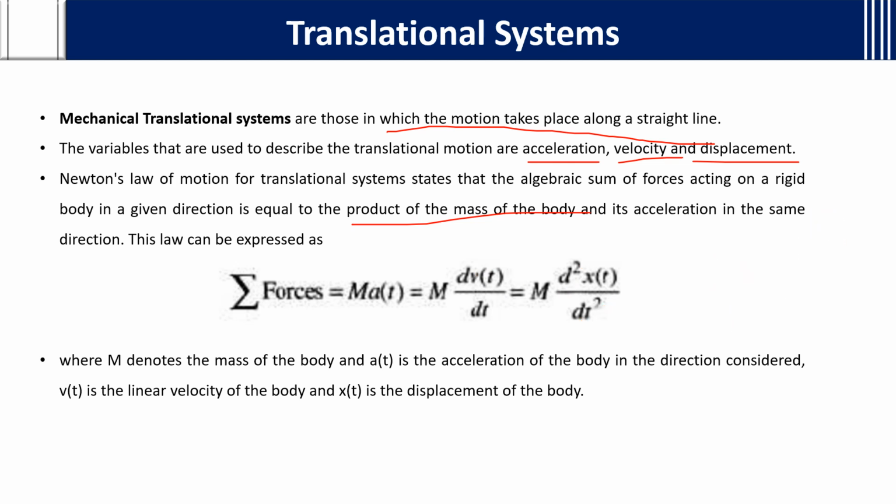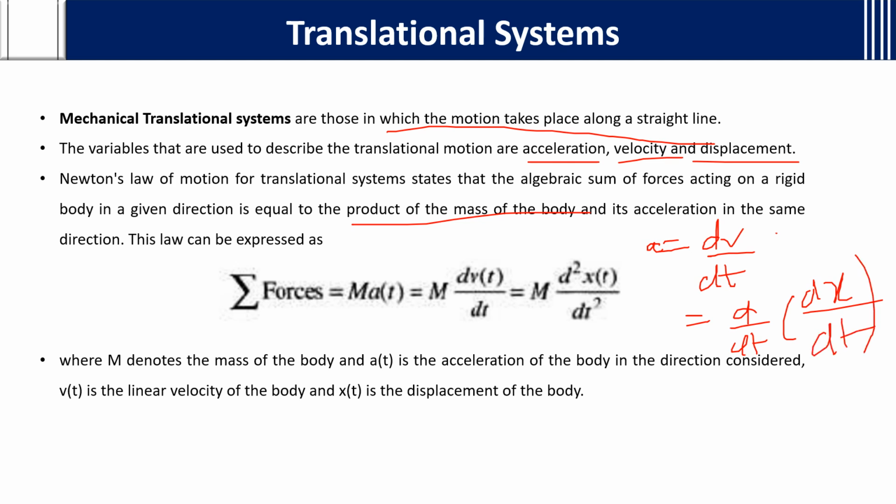F is equal to mass into acceleration. Acceleration is equal to dv/dt. Again, v can be written as d/dt of x, that is, dx/dt. In the place of v, we are writing dx/dt, because velocity is d/dt of displacement, and x is the displacement notation. v is the velocity. If you multiply d/dt into d/dt, you will get d²x/dt².